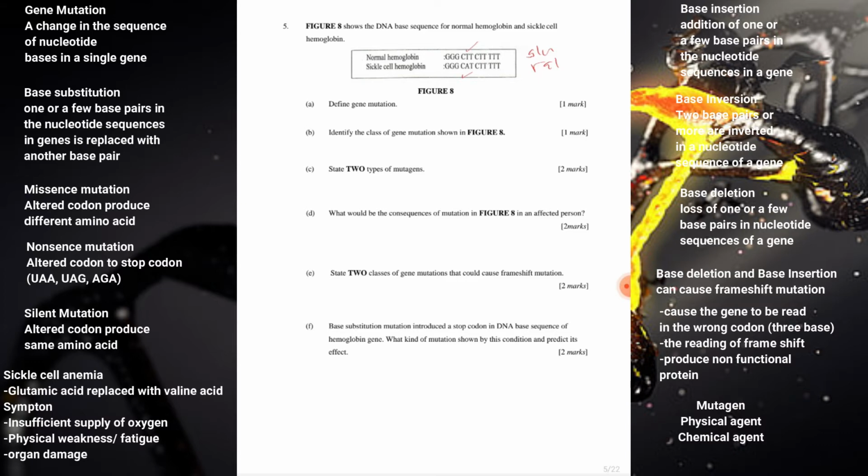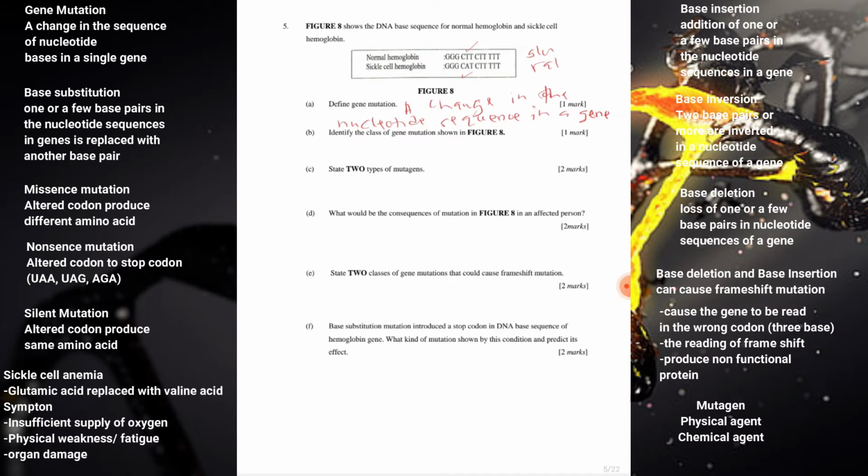Okay, define gene mutation. What is meant by gene mutation? As you know, we have 4 types of gene mutation: base insertion, base deletion, base substitution, and base inversion. So what is meant by gene mutation? A change in the nucleotide sequence in a gene.